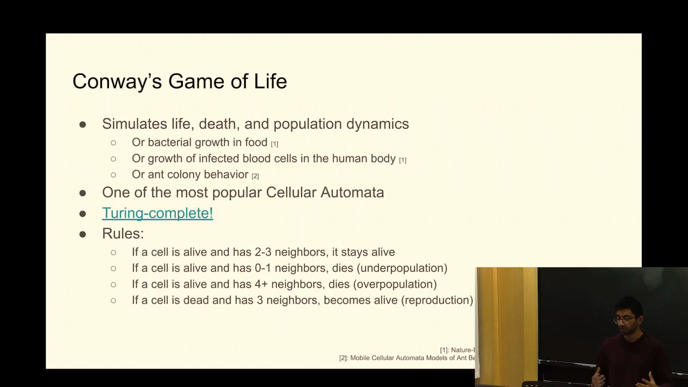Now, there's also a way for dead cells to become alive, and that is if a dead cell has exactly 3 neighbors, then it becomes alive as a result of reproduction. Okay, so that's Conway's Game of Life. It's super simple. We'll come back to this in a couple of minutes.